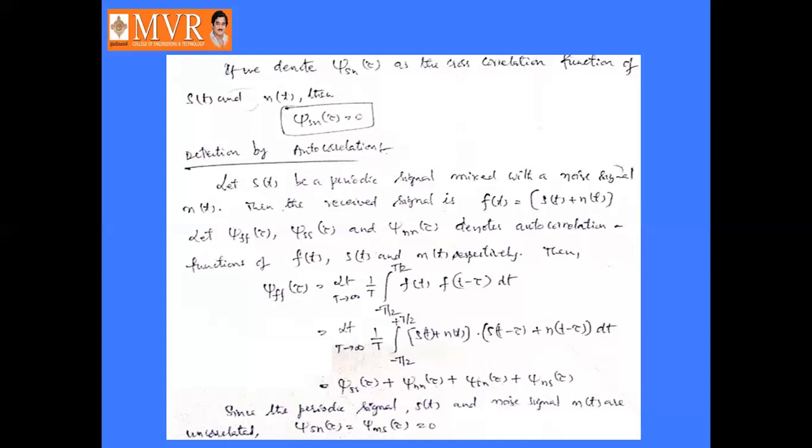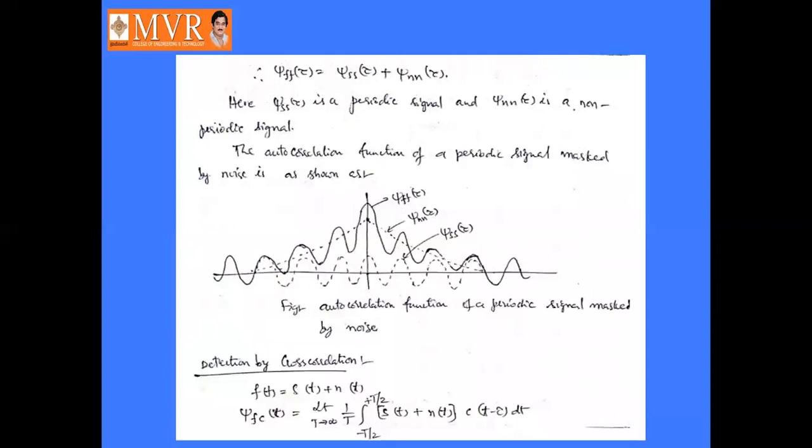Since the periodic signal S of t and noise signal n of t are uncorrelated, J_sn of tau and J_ns of tau are both equal to 0. The periodic signal and the noise signal are not correlated, so these two terms are equal to 0. Therefore, J_ff of tau is equal to J_ss of tau plus J_nn of tau.